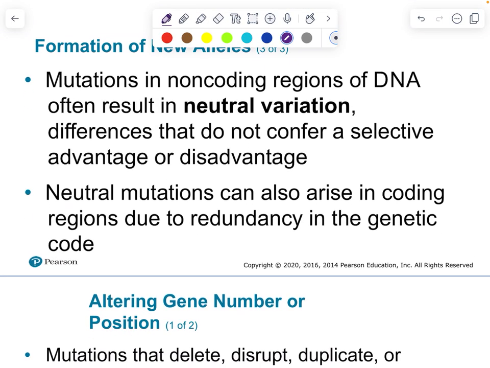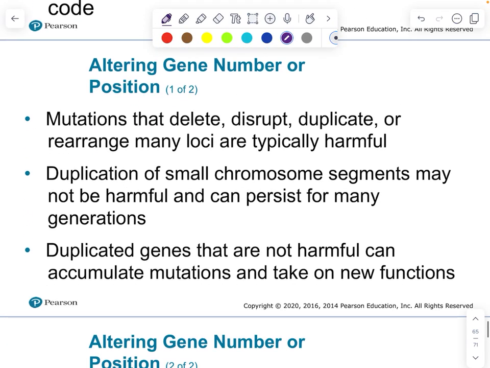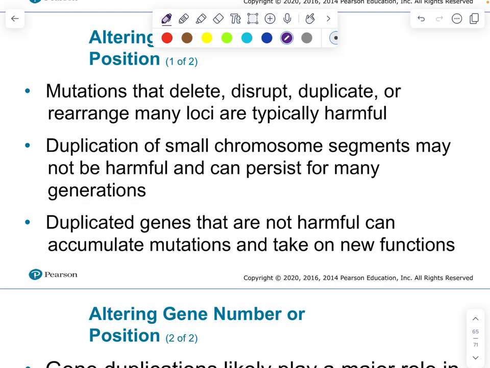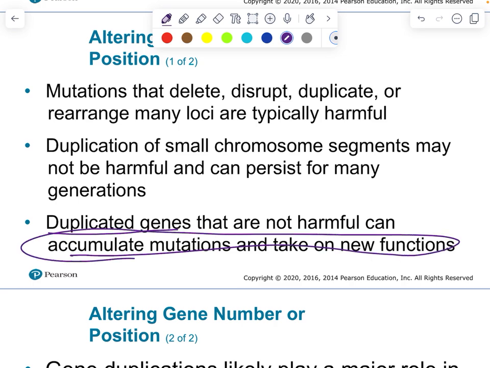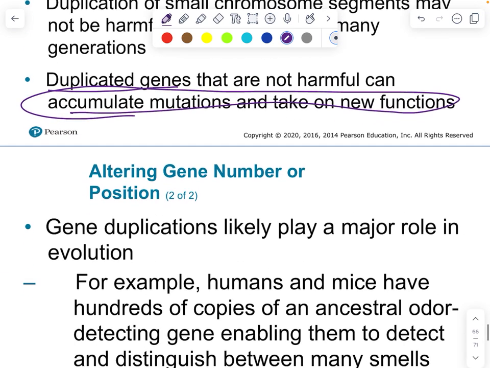Mutations in non-coding regions often result in neutral variation, differences that do not confer a selective advantage or disadvantage. Non-coding regions means something that wouldn't change the phenotype. Mutations that delete, disrupt, duplicate, or rearrange many loci are typically harmful. Duplication may not be harmful because you can duplicate genes and they can maybe accumulate mutations and take on new functions. There are some studies that can show that.